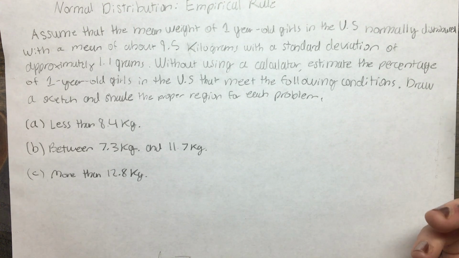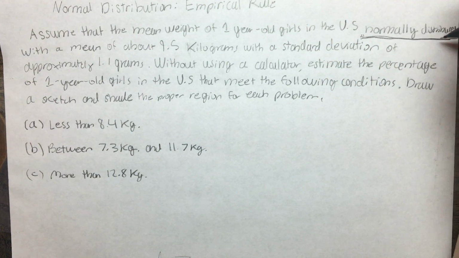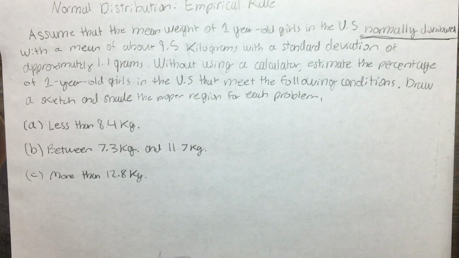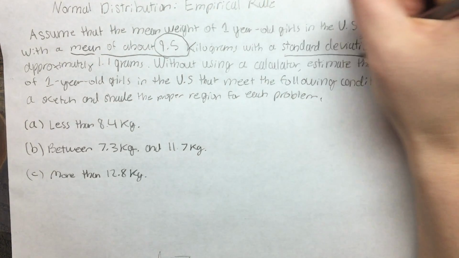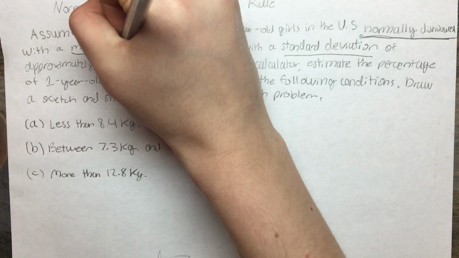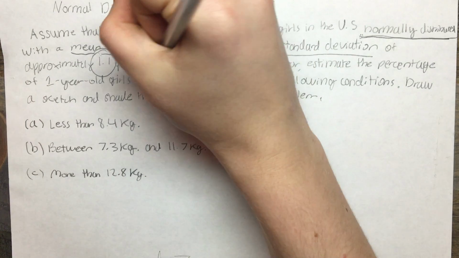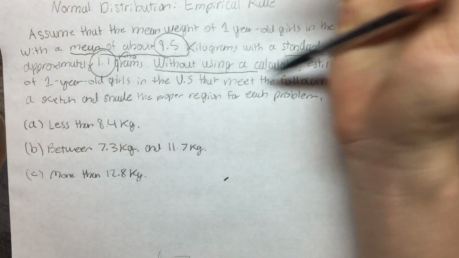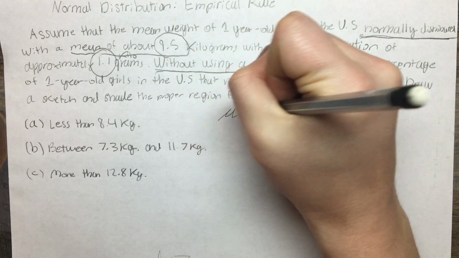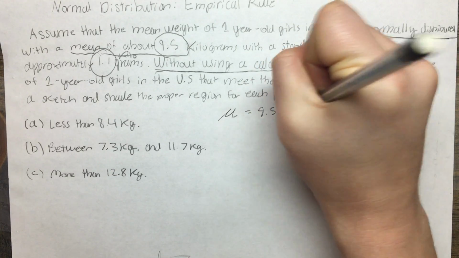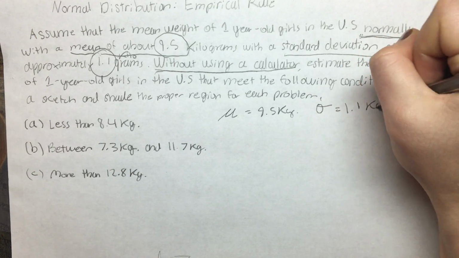Important things to notice about this problem. It says normally distributed. It also says a mean of about 9.5 kilograms with a standard deviation of approximately 1.1 kilograms. And it says without using a calculator, which is a big hint that we will be using the empirical rule. So I'm going to write that the mean is 9.5 kg and the standard deviation equals 1.1 kg.